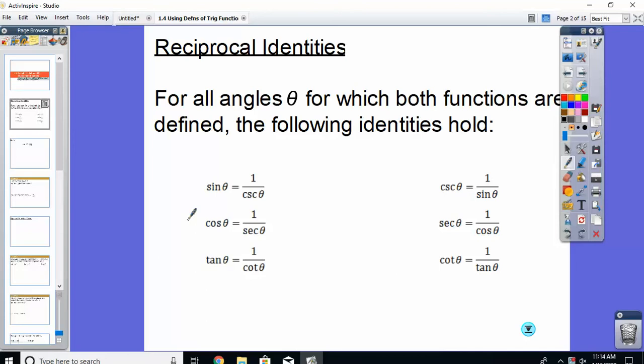If I have sine, that's the same as 1 divided by cosecant. Or cosecant is 1 divided by sine. It works both ways. Essentially, all that's saying is if you have one trig function, you can automatically get its reciprocal by flipping it. So if you don't want to write down this long thing, you can just make a note to yourself which ones are reciprocals.